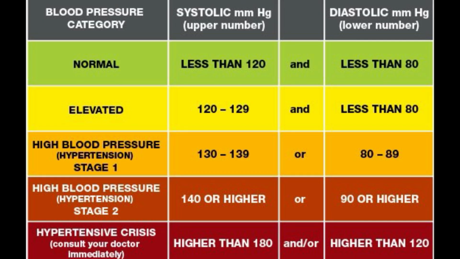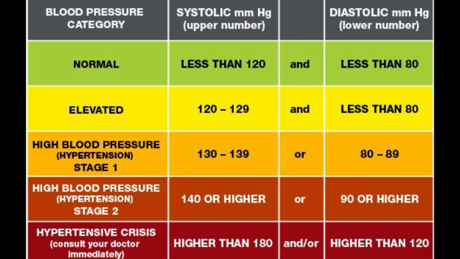Now I'm coming to give you the categories of blood pressure measurement. For a normal blood pressure, you shouldn't record above 120/80, where 120 is the systolic and 80 is the diastolic. You shouldn't record above 120/80 for a normal blood pressure.